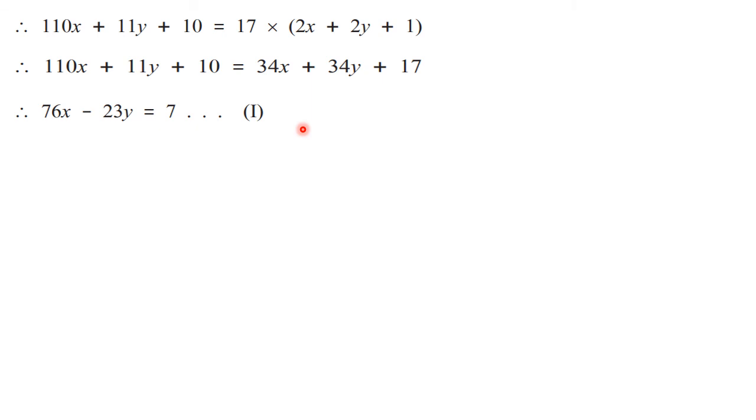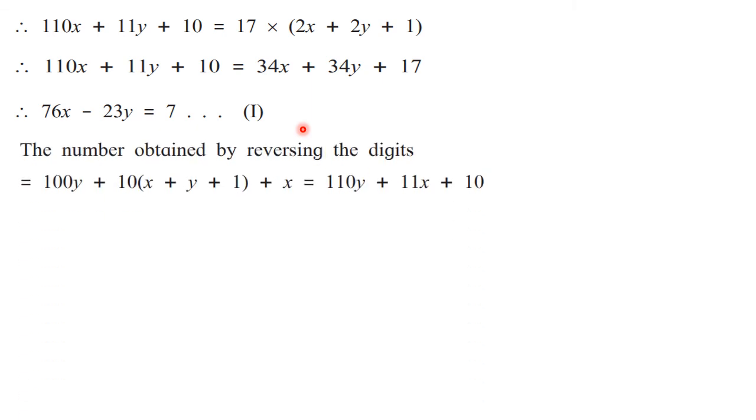Now let us make use of the second condition. What they have given in the second condition is the number obtained by reversing the digits. So let's find out the number obtained by reversing the digits. Reversing the digits means the middle digit remains in the same place, and only x and y are interchanged. In the original number, x is here and y is at the end. But now y has come to the hundreds place and x has come to the units place.